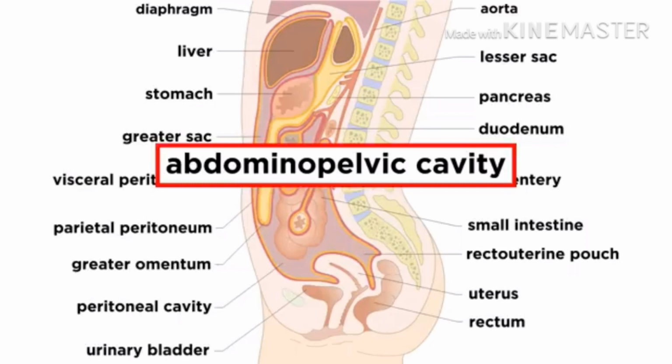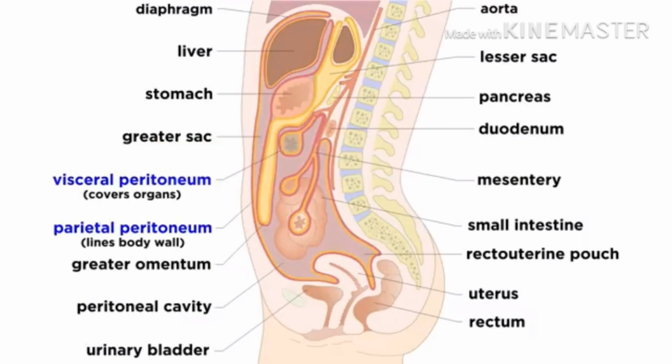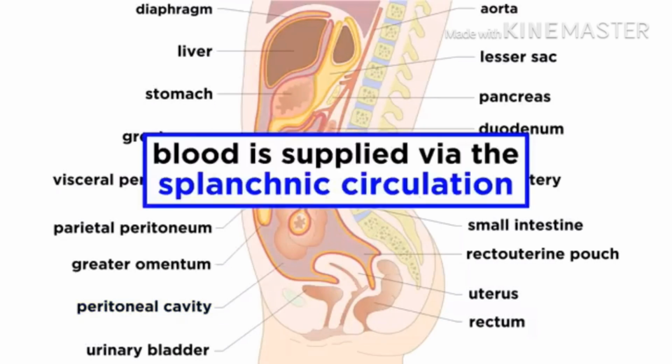Most of these sit in the abdominopelvic cavity. The peritoneum is the membrane of this cavity and it is divided into visceral and parietal peritoneum. The visceral peritoneum covers the surfaces of these organs and the parietal peritoneum lines the body wall, with the peritoneal cavity in between, containing serous fluid that lubricates the organs for mobility. Blood is supplied to these organs via the splanchnic circulation.